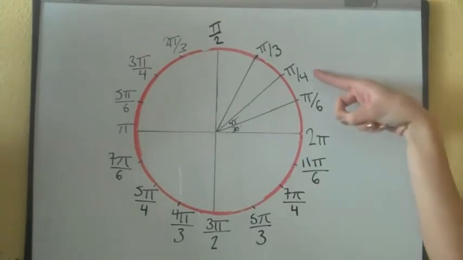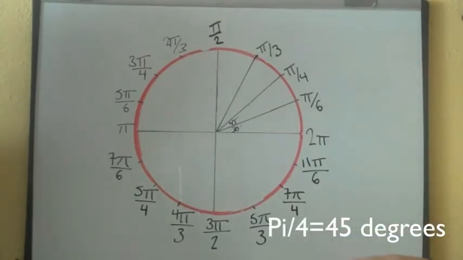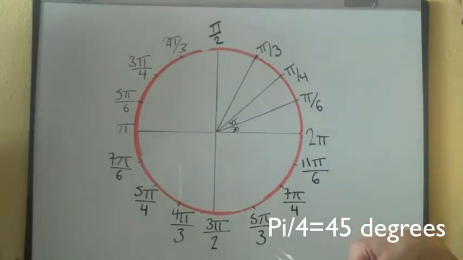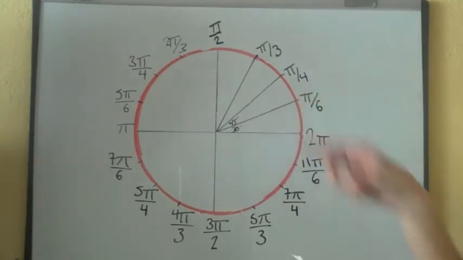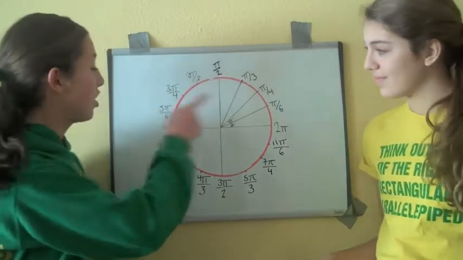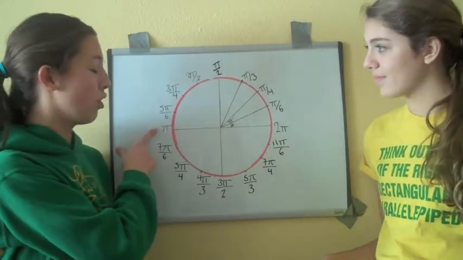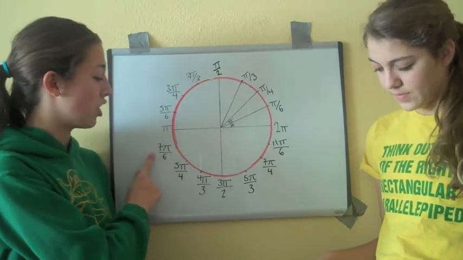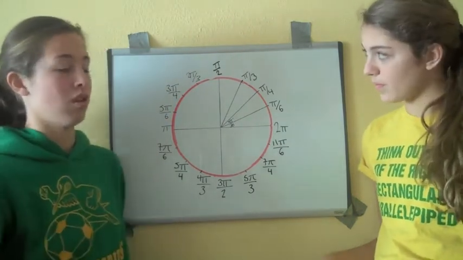When counting by pi over 4, it works the exact same way as counting by pi over 6, except of course you add pi over 4 each time. That translates to 45 degrees. And for example, it also works for 7 pi over 6. After you reach 180 degrees or pi, you keep adding pi over 6 or pi over 4.